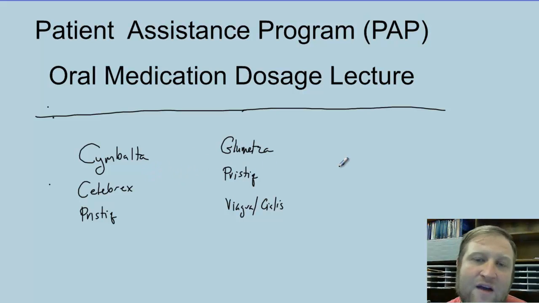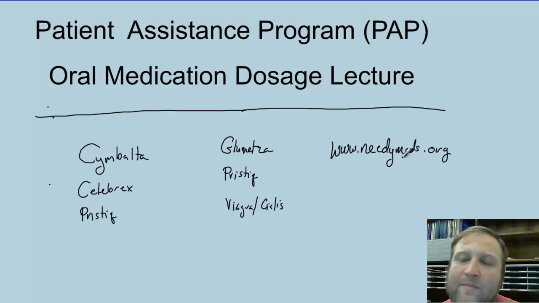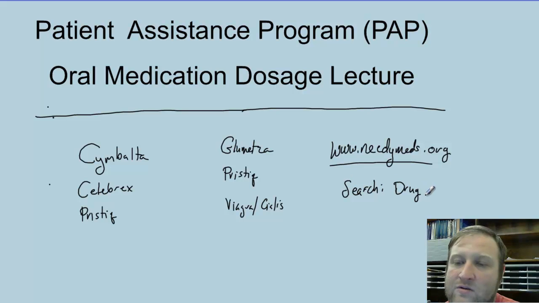If you ever need assistance, you can always go to a website called www.needymeds.org. Needymeds.org is a great resource, and they've actually determined for you which medications have national patient assistance programs that are free. All you do there is search. You can search by pharmaceutical company, but I like to use the drug, and I usually use the brand name because the brand drugs are the ones that are going to be available for you. Those will tend to be the most common.